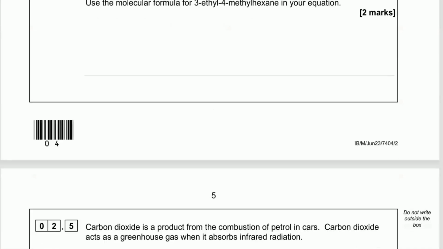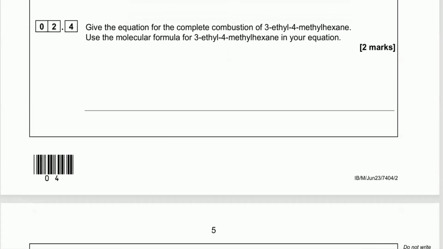Right, zipping on to 2.4. Give the equation for the complete combustion of 3-ethyl-4-methylhexane. Use the molecular formula for 3-ethyl-4-methylhexane in your equation. Once again, pause the video and have a go at writing out this combustion equation. You're going to get 1 mark for the correct molecular formula and 1 mark for balancing the equation.